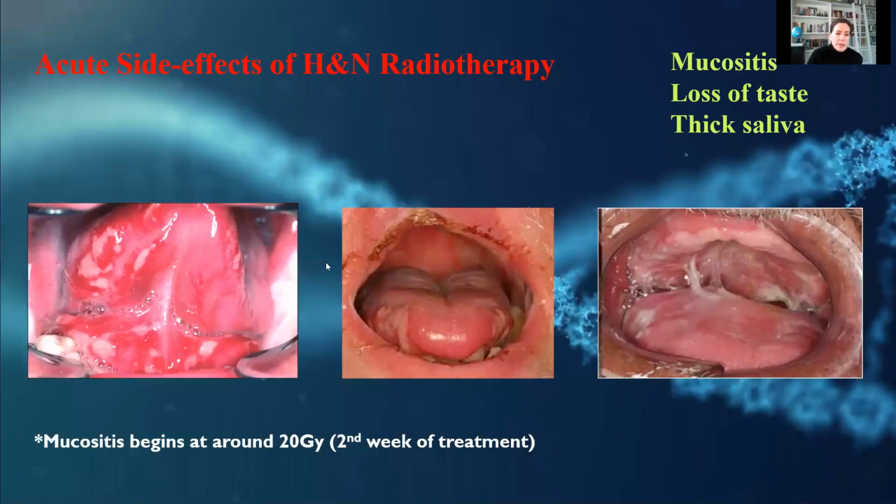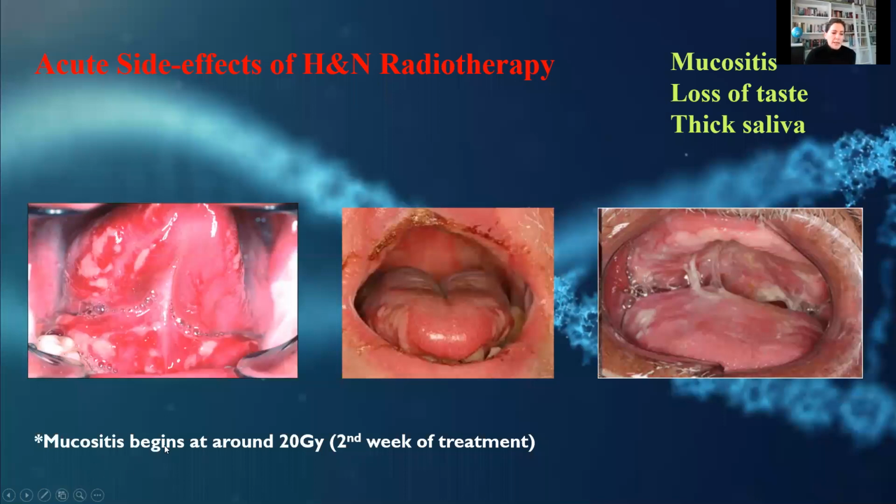So here are some examples of what goes on inside the mouth. You can also see how uncomfortable that looks. You can see that typical thick saliva. You can see the sores, the dry mouth, and you can see these ulcers that eventually coalesce and form a complete membrane on the inside of the mouth.